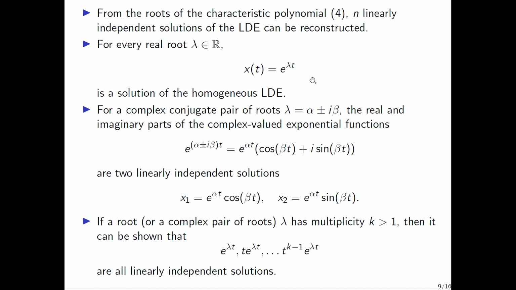But it turns out by a short calculation that in this case, if lambda is a root of multiplicity k, then all solutions are e to lambda t, then t times e to lambda t, up to t to k minus 1 e to lambda t. So except e to lambda t, we get k minus 1 additional solutions where we just multiply by t to the power.